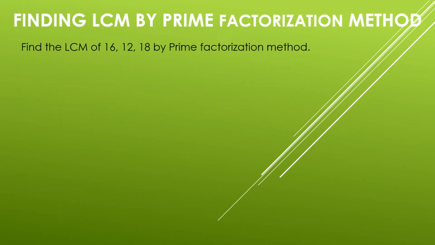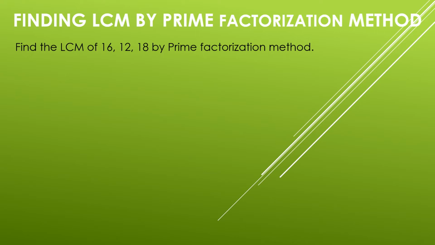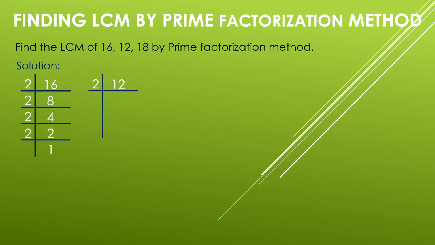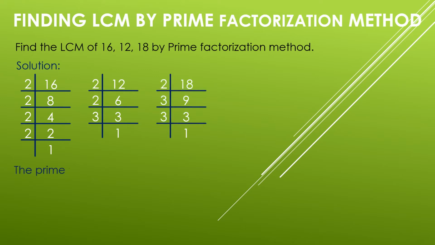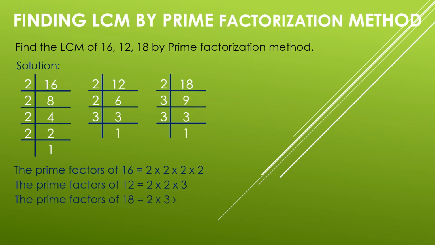Let us find the LCM of 16, 12 and 18 by prime factorization method. Write the solution. First we will find out the prime factors of 16, 12 and 18. Everyone knows how we find the prime factors. So the prime factors of 16 are 2 multiplied by 2 multiplied by 2 multiplied by 2. Then we find the prime factors of 12. So the prime factors of 12 are 2 multiplied by 2 multiplied by 3. Then we find the prime factors of 18. So the prime factors of 18 are 2 multiplied by 3 multiplied by 3. Then we find the LCM.